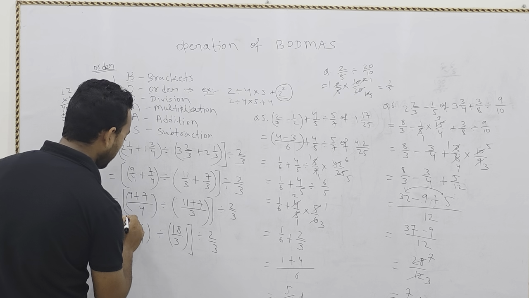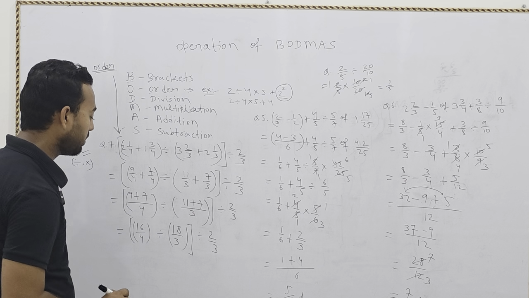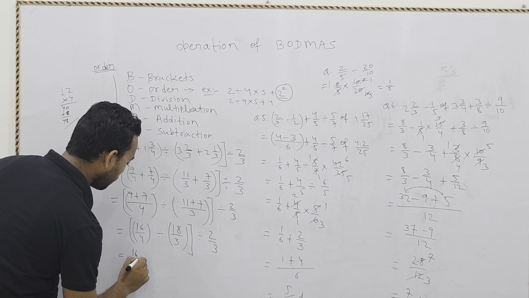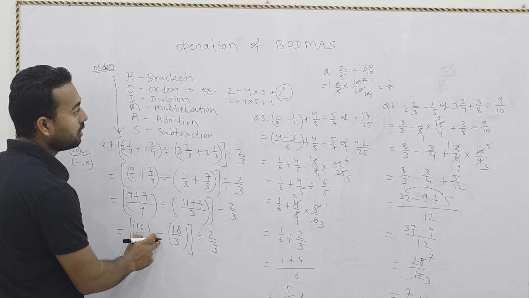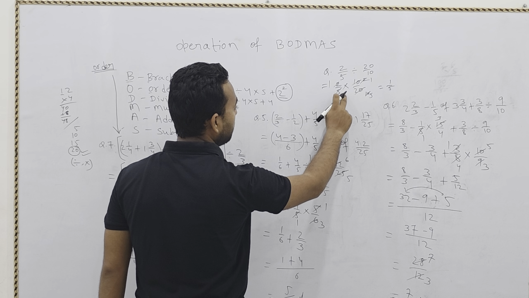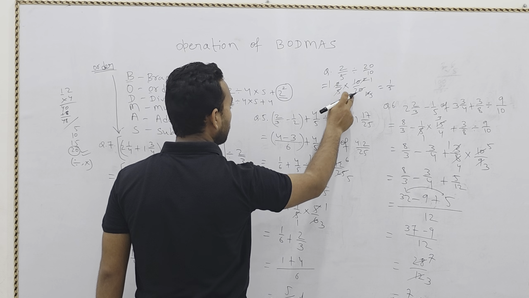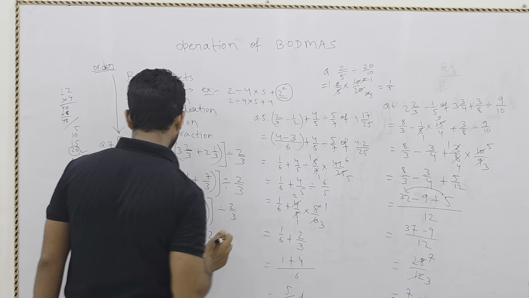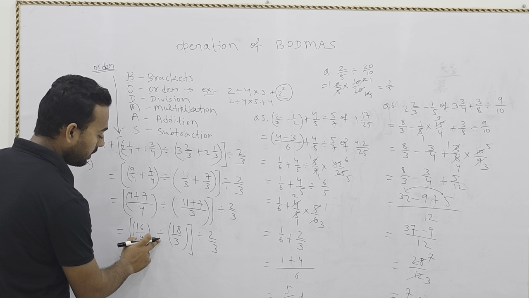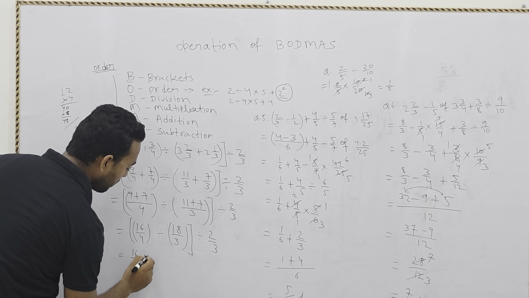Don't forget to write the bracket because we have to solve first the bracket portion. So here 16 by 4, this I told you here if division is there then we will convert into multiplication, then numerator becomes denominator and denominator becomes numerator. Similarly this type of question, 16 by 4 I have written here, then division is there, we will convert into multiplication.